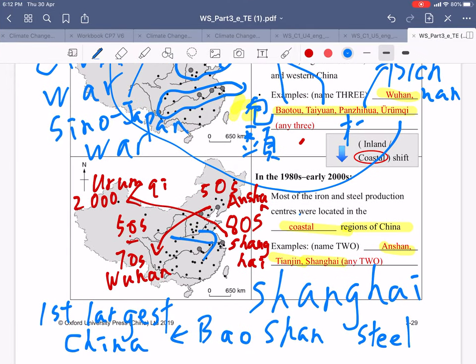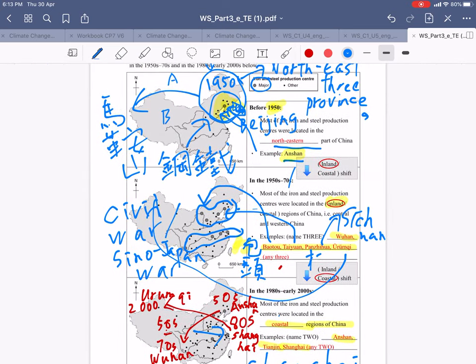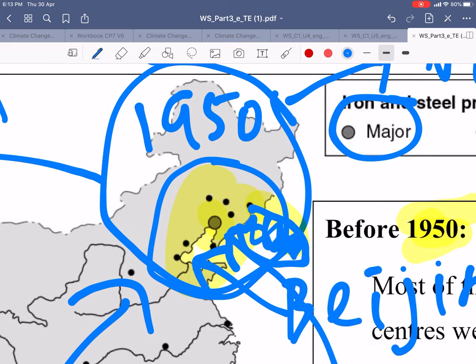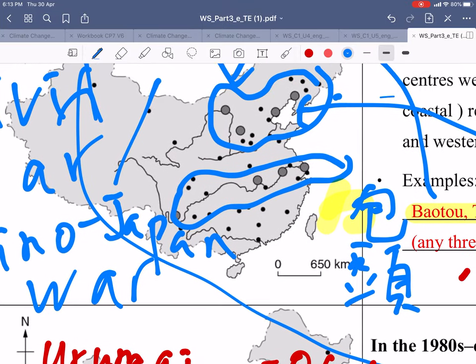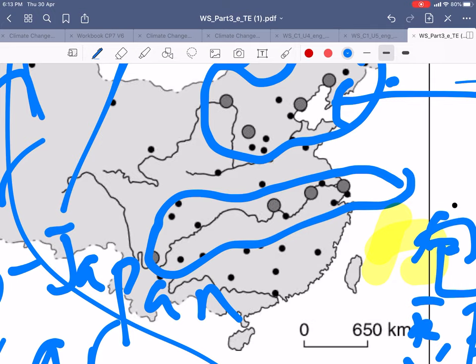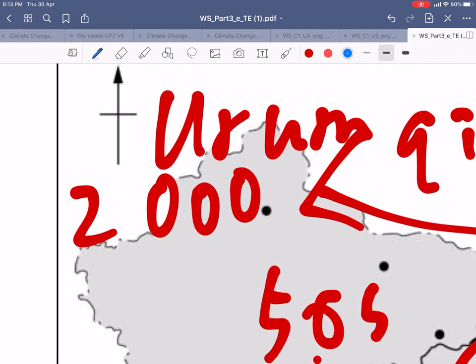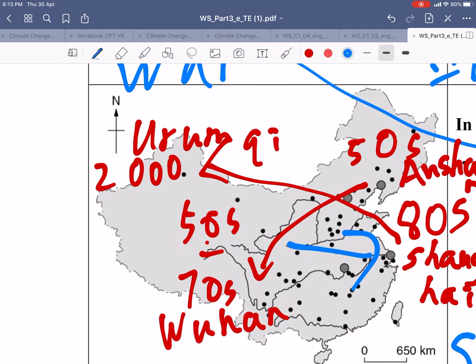So accordingly, we will have a lot of different types of iron and steel plants happening. I will talk about it one by one later. But you have to have a general idea that if China is like a chicken, at the very beginning it started in the leg of the chicken, and then at the next timeline, the steel plant moved to the waist of the chicken. Finally, the back of the chicken, and also Shanghai.